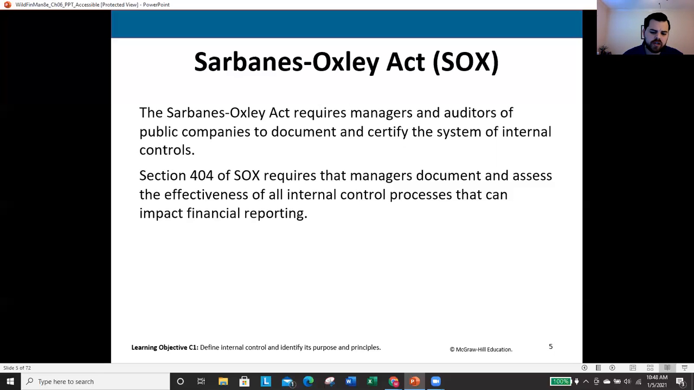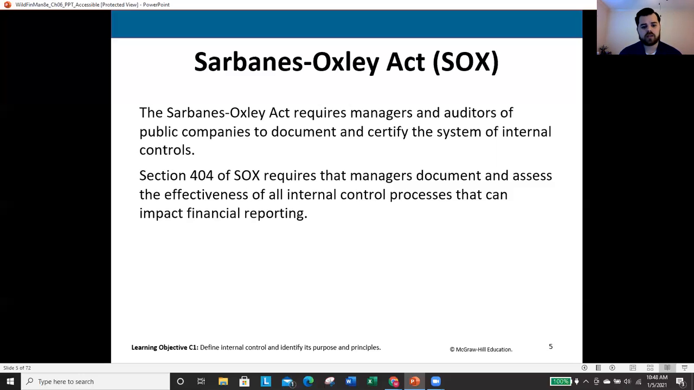Secondly, this requires that managers document and assess, of course, the effectiveness of those internal controls and how they would impact financial reporting. So the way this looks for most public company audits is the auditors will come in and there will be a memo to the file for every single internal control, or at least the major internal controls that the company is relying on.